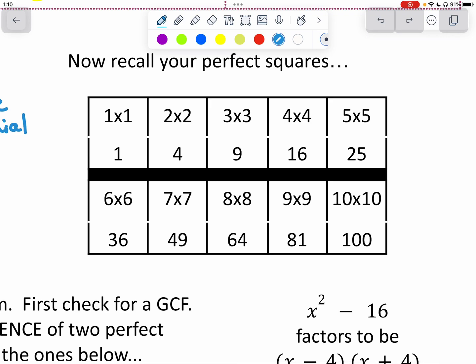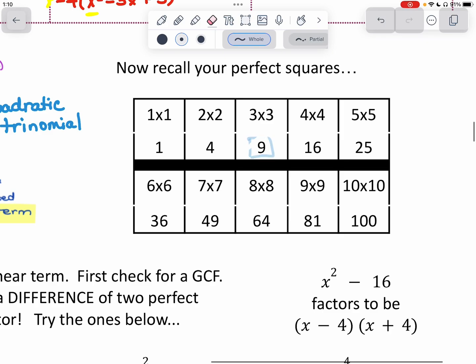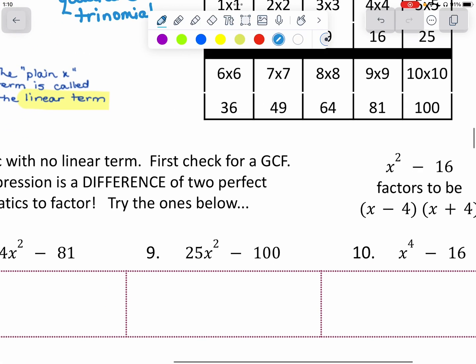All of these numbers are perfect squares. It basically means if I give you 9 things, you can make a perfect square out of those 9 items by making a 3 by 3 with them. If I were to give you 16 items, you could make a perfect square out of those 16 items, 4 by 4. If I were to give you 20 items, there's no way that you can make a perfect square using 20 items. You can make a rectangle, but you can't make a perfect square. So that's why those are called perfect squares.